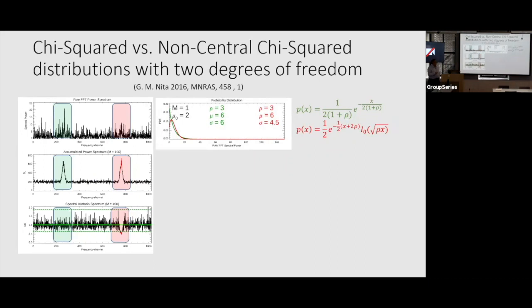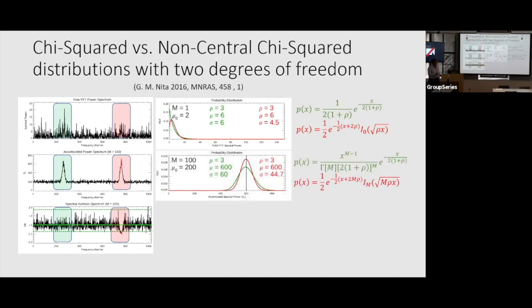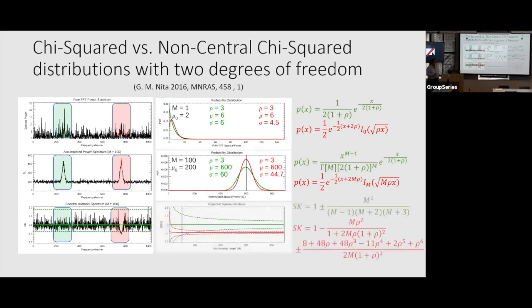When you look at one spectrum, they may not look very different, except for some details. But when you accumulate, again, they might look similar. You have spectral peaks. This is the distribution when you add 100 spectra, and this is the expression of this distribution. But when you compute spectral kurtosis, you can see that if you have a Gaussian signal, spectral kurtosis is 1, unbiased, plus or minus a variance that depends only on the number of accumulations.